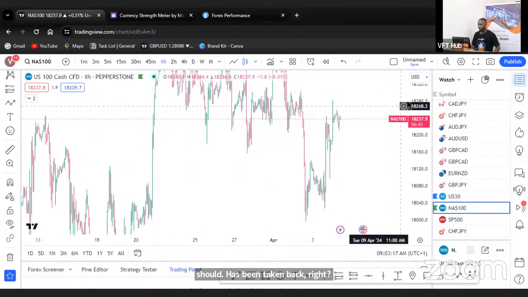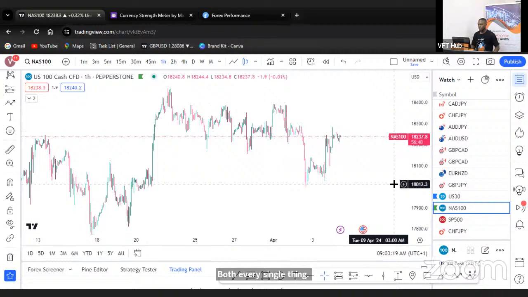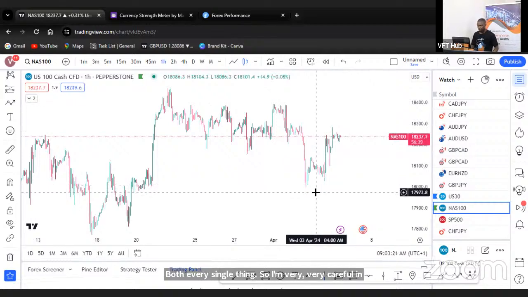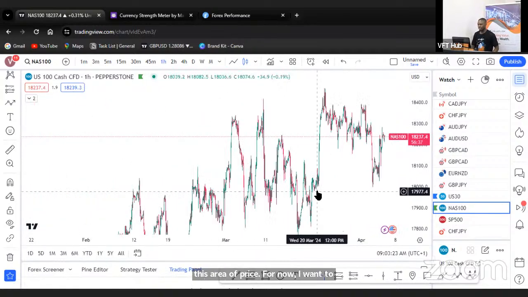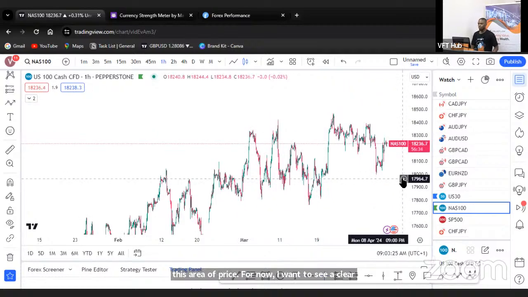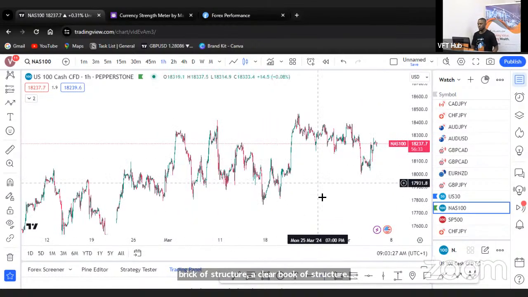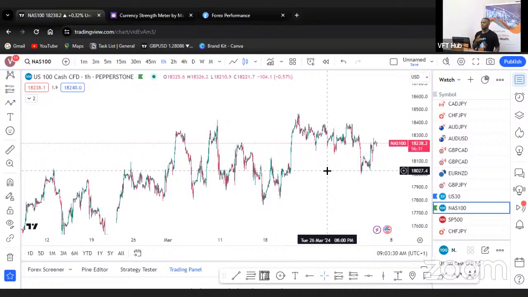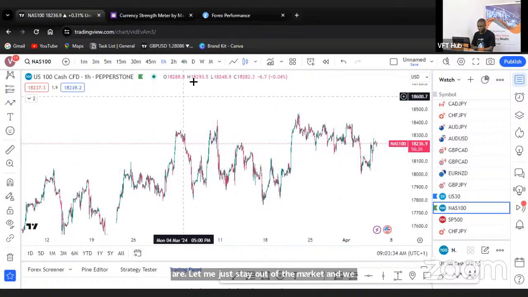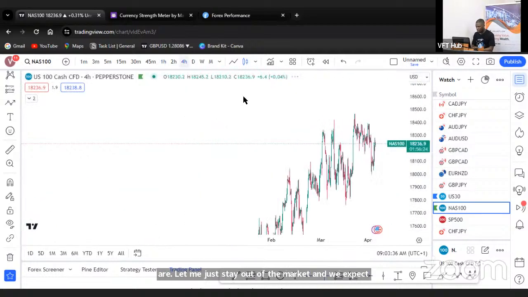So I'm very, very careful in this area of price. For now, I want to see a clear break of structure. If you are trending, let me know we are trending. If you are in a range, let me just stay out of the market and wait patiently. Let me check H4 if there's anything special on H4.